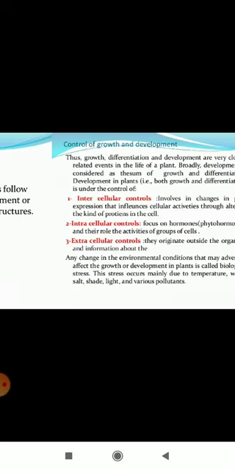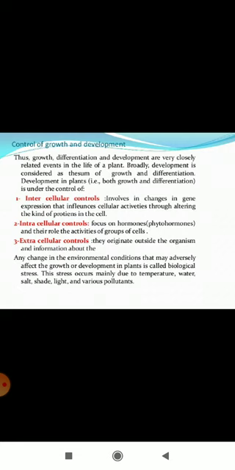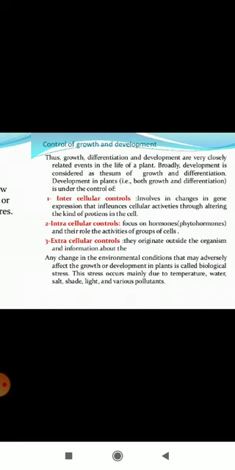Now these plants exhibit plasticity in development. That means plants follow different pathways in response to environment or phase of life to form different kinds of structures. Now this process is called plasticity. So next is control of growth and development. There are plant growth hormones that we are going to talk about later on.